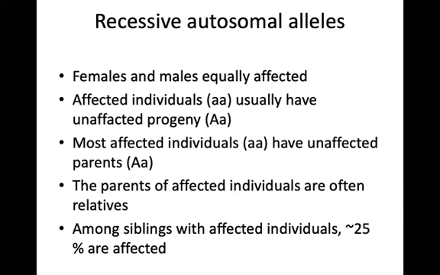And among siblings with affected individuals, 25% approximately are affected. So if you had a cohort of, say, 8 siblings, you might expect 2 of them to have it, right? If one of them has it, then that means the parents are heterozygous, and so for any additional children, there'd be about a 25% chance that they would have it.